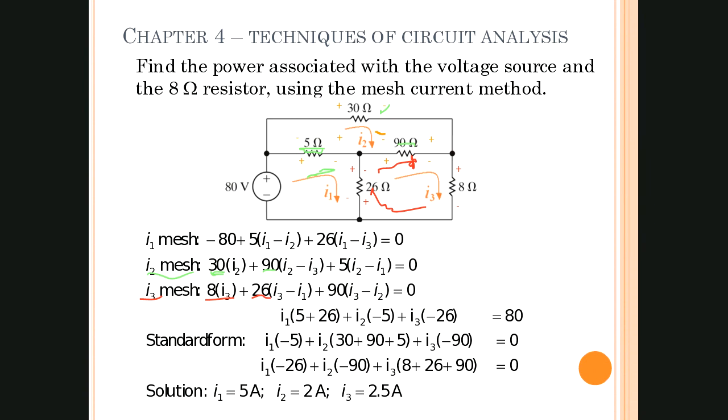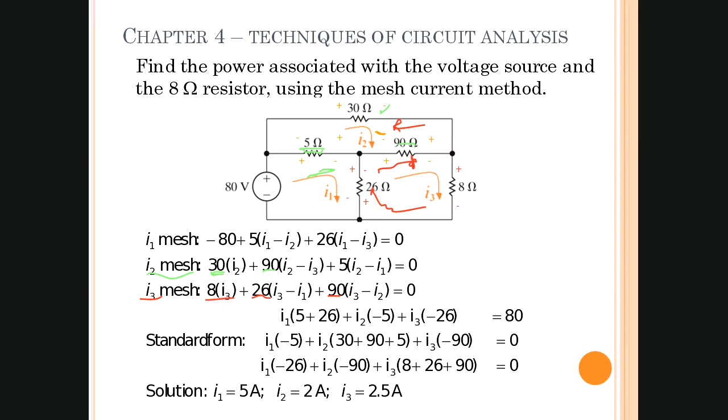And so the last one would be the 90 ohm. And again, the 90 ohm has I3 going in the plus to minus direction. So again, I3 was always going to be positive. But we're also going to have to subtract the current that's going in the opposite direction for the 90 ohm, which is I2 on top. So I2 is going in this direction. And so the last term would be 90 times I3 minus I2 equal to 0.